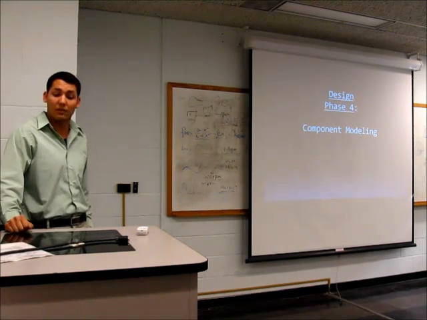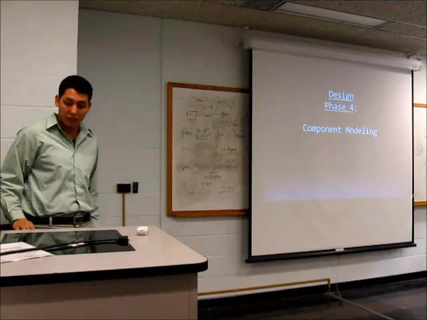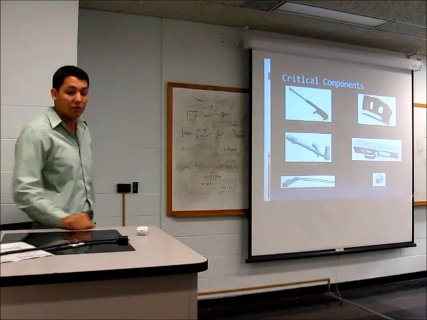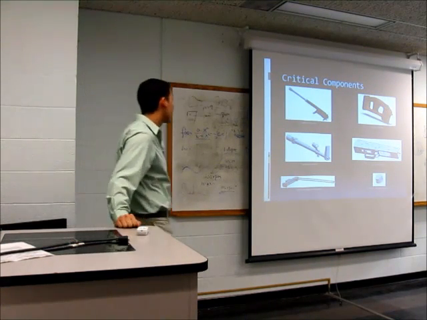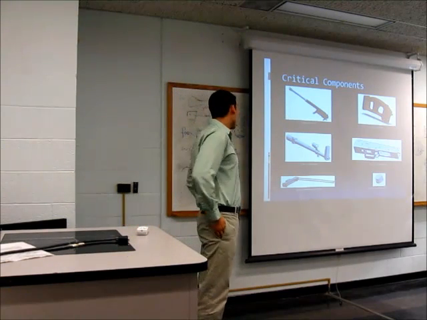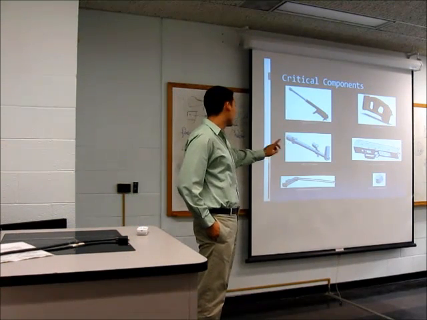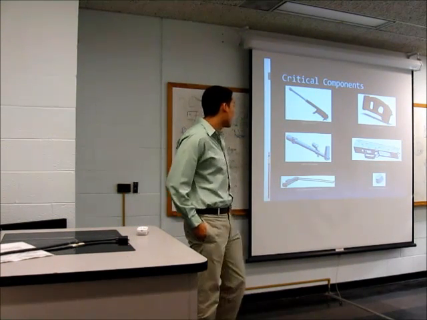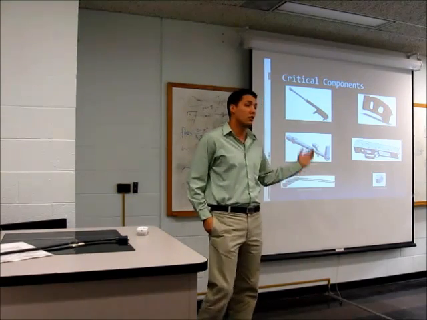Design phase 4, component modeling. Here's a few images of some of the critical components. Here we have the bolt group, we have the buttstock there, barrel, the receiver, rear recoil spring guide, and what's called a front guide retainer, which goes at the end of the spring.